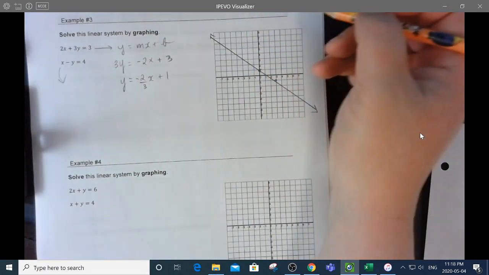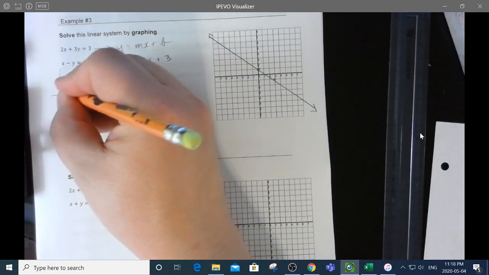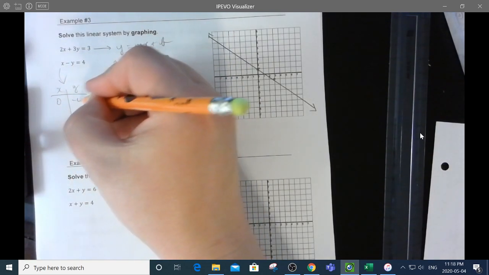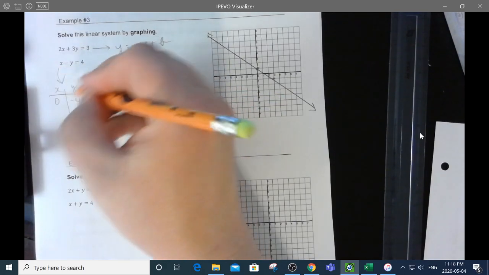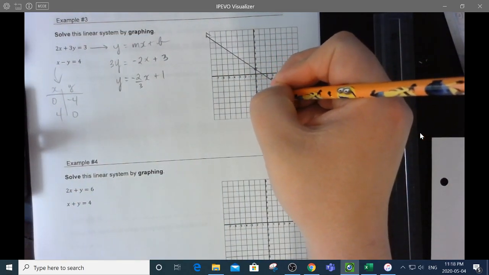I think this one I might use the intercept method because 1 and 1 both go into 4. So the intercept method is what happens when x is 0. When x is 0, y is negative 4. What happens when y is 0? X is 4. So 0, negative 4. So 0 over and 4 down.